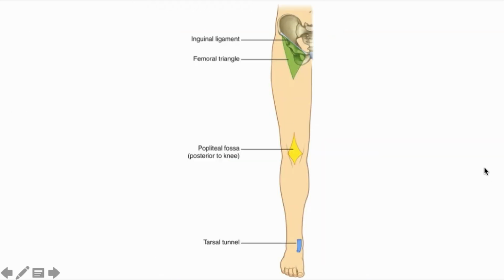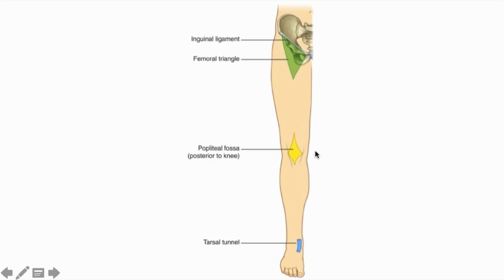Another important thing that we want to cover up front are the different spaces that we're going to be referring to. One really important space is the femoral triangle, and we have a slide on this later on in this lecture telling us what the borders are of the femoral triangle and why it's important. Another important area or fossa is called the popliteal fossa. This is the region posterior to the knee that's formed by the muscles of the thigh and the leg, and it has some really important vessels and nerves that pass through here.